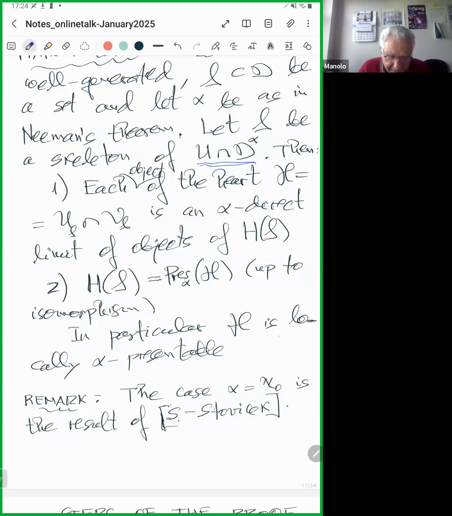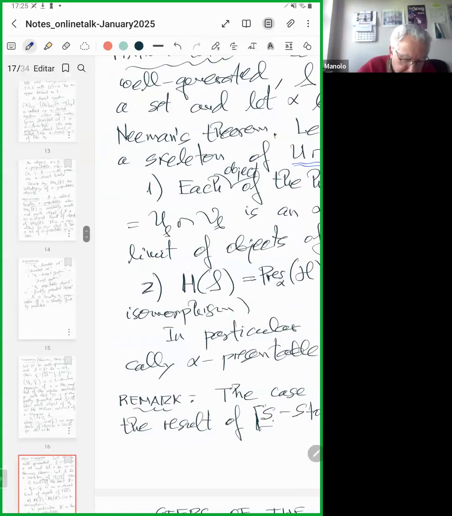Another consequence that I didn't write here is that when the ambient triangulated category is well generated, any T-structure generated by a set of objects has a heart which has a set of generators, even if the heart need not be, in this case, AB5. So it's just a co-complete abelian category. The case of alpha equal lambda 0 is precisely my theorem with Jan Stovicek.